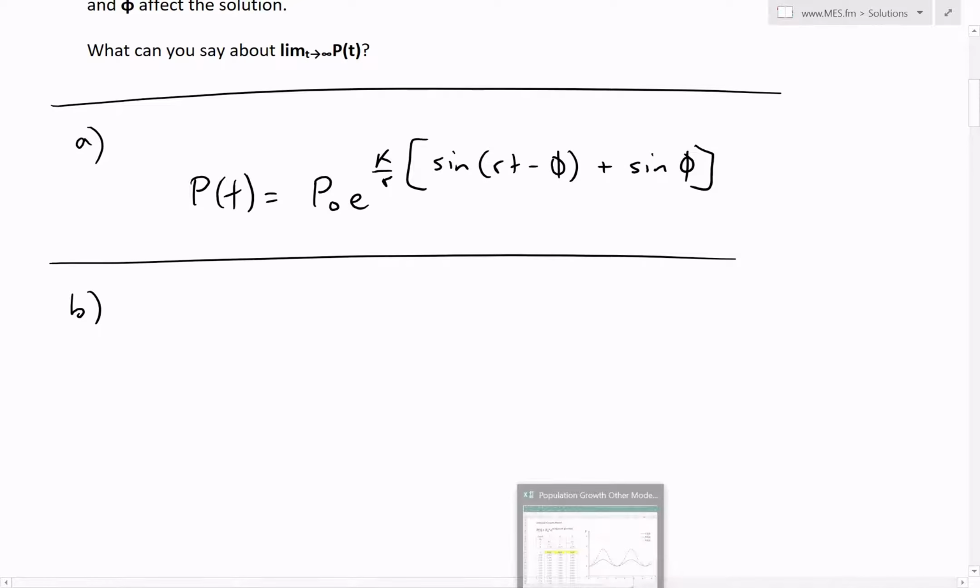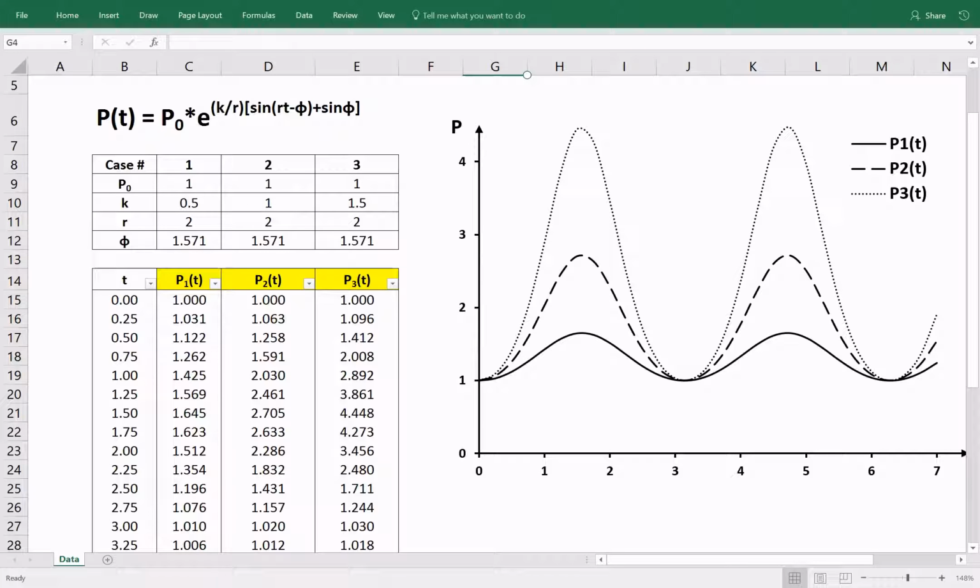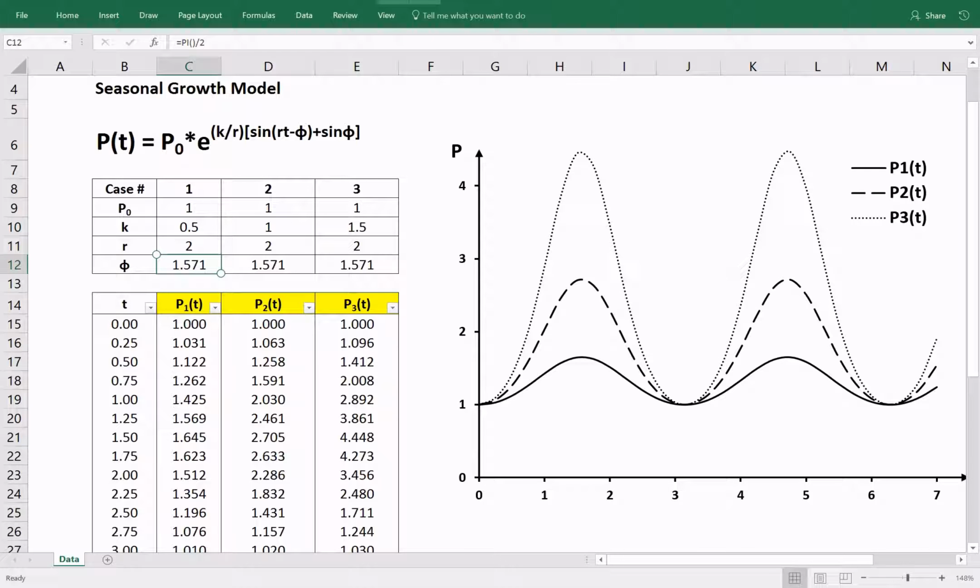I made an Excel sheet like this, and I had different cases here, case 1, 2, and 3. For each case I set the initial population P0 to just 1, which is easier to graph. For the first case I made r equal to 2 across the board, and for φ I made the angle equal to π/2. Then I varied k, from 0.5 to 1 to 1.5.